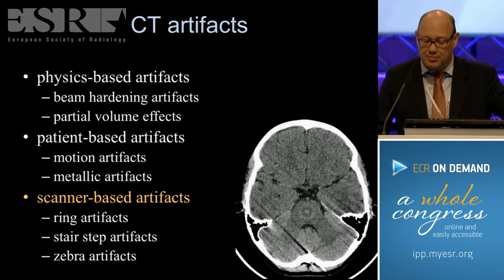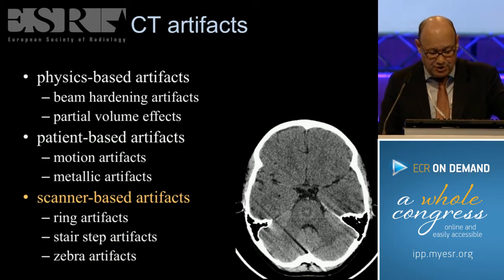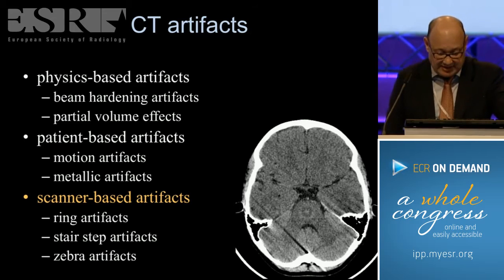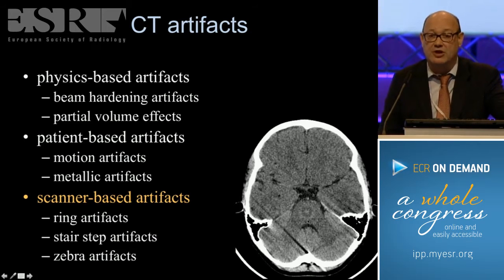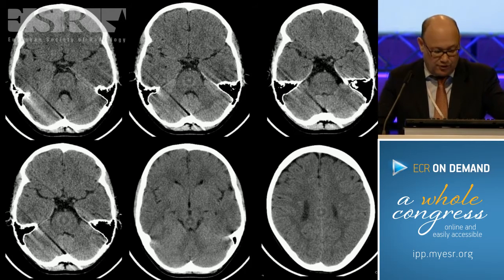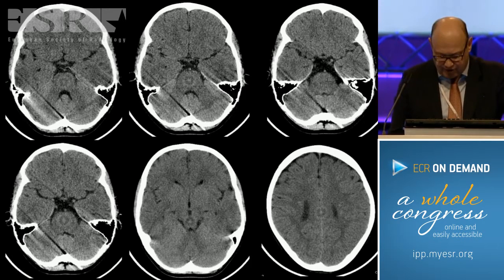Finally, we have the scanner-based artifacts, and sometimes this can be very annoying, as in this case of a patient we saw with ring artifacts, a patient who had a trauma, and we did a CT scan in him, and as you can see, there's a lesion over here in the middle of the brainstem. These are more images in the same patient. There's also some movement artifacts, but you see in the middle of the brainstem, we see this typical ring artifact which is going through all the slices. And this had to do with dirt on the collimator window of the scanner.